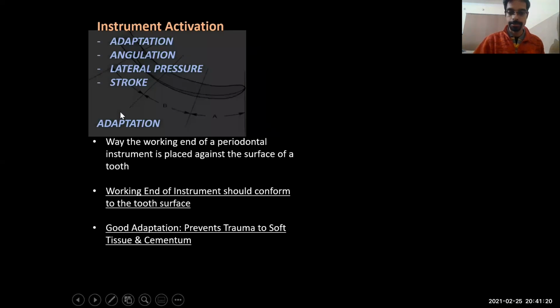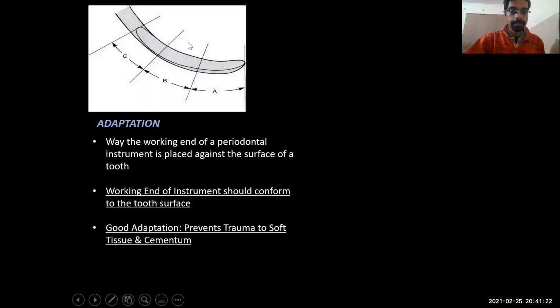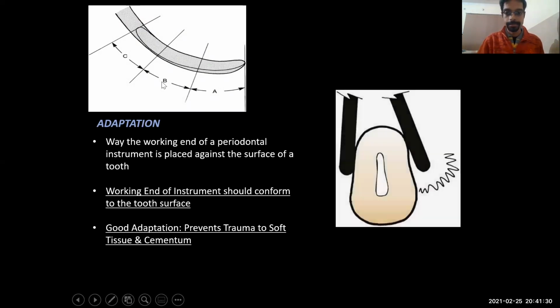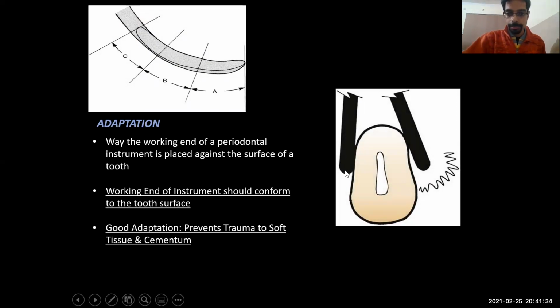Now, first of all, the adaptation. Adaptation of the instrument is done at the A portion of the working end. It should not be C or B. Now, what happens? See, this is a blade, a similar thing. If the A portion is adapted, it is well adapted to the tooth surface. If it is the B portion, see, the middle portion is adapted to the tooth surface, the A portion becomes free or more widened out so that it can damage the soft surfaces of the pocket, that is, the tissue surfaces.